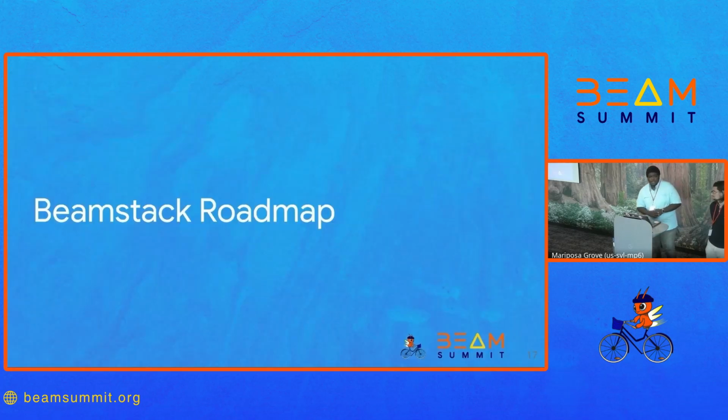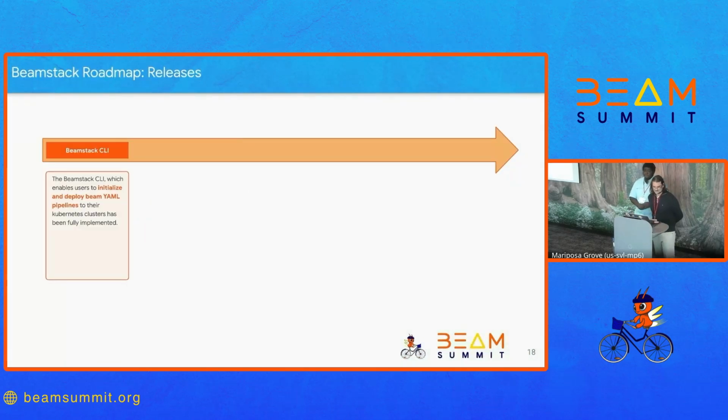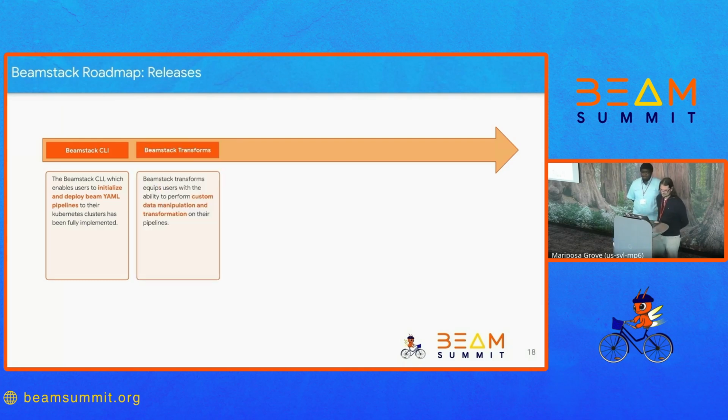So now we're going to talk about the roadmap. Yeah, let's get into the BeamStack roadmap for you. All right, so as we discussed earlier, the CLI tool is what we have, and that, of course, is going to initialize and deploy the YAML pipeline to the Kubernetes cluster. And then we have the BeamStack transforms here. Now, for the transforms, we have a really good number, but we are going to be adding more.